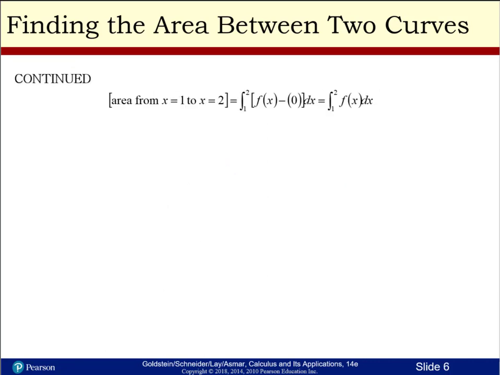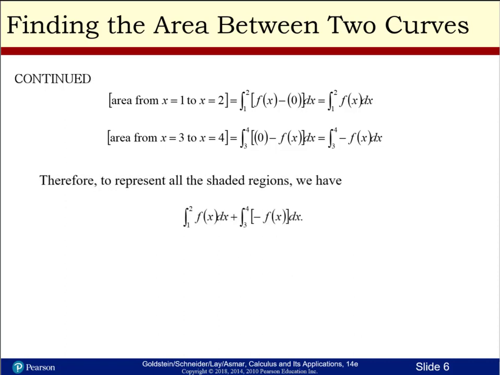So we're going to write this as the area from 1 to 2. It'll be the integral from 1 to 2 of f of x minus 0, which would be that y equals 0 line, or the integral from 1 to 2 of f of x dx. And then the area from 3 to 4, the y equals 0 line is on top. So we would write that as the integral from 3 to 4 of 0 minus f of x, or the integral from 3 to 4 of negative f of x. So if we want to represent all the shaded regions and we don't want to subtract off a portion just because it was underneath the x-axis, we need to be sure to have that negative sign to accommodate for that.